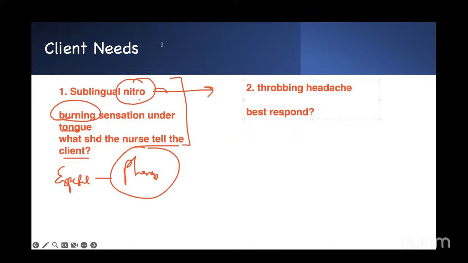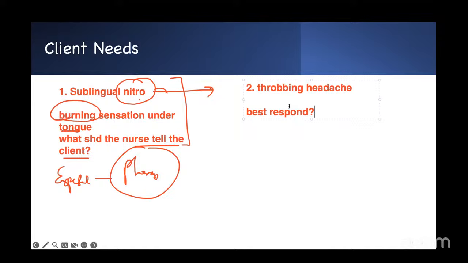So if you take nitro, are you going to get a headache? Is it an expected finding, or an adverse effect, something you've got to reduce risks of? It's an expected finding. Therefore, what should be your teaching? Don't tell them to stop taking it. Don't tell them to cut it in half. You just tell them this is expected. Then you address their need.